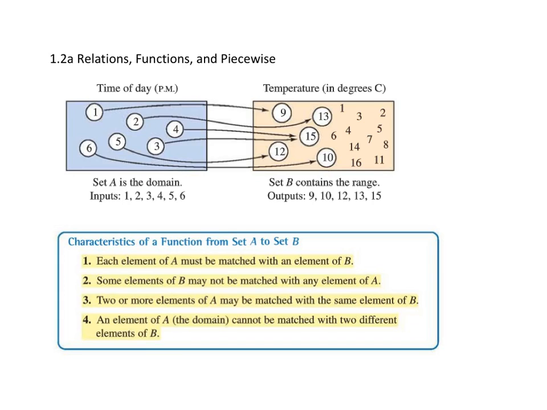There are some steps. Each element of A must be matched with an element of B. Some elements of B may not be matched with any element of A, so there's some extras over here. Two or more elements of A may be matched with the same element of B, so it could stay, for example, 15 degrees at 4 and at 3. And number 4, an element of A cannot be matched with two different elements of B.